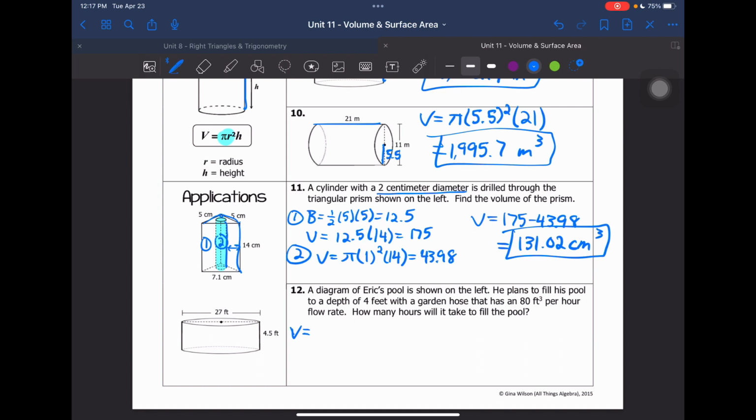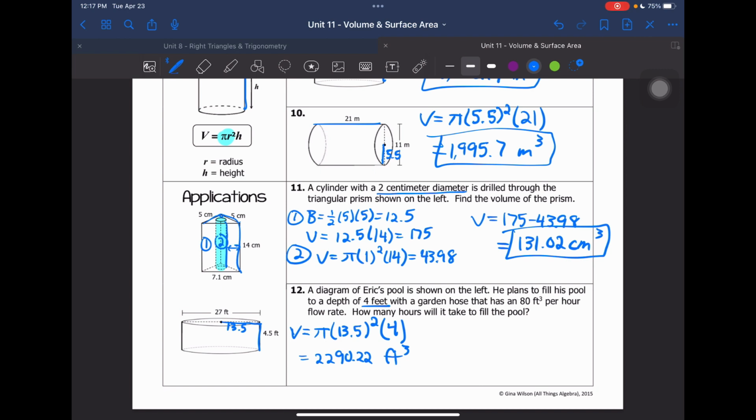It's going to be pi r squared at first. So pi, I don't know the radius, but I can find it because they tell me that the diameter is 27. So half of 27 is just 13.5. So that's going to be the radius squared. And then times the height, which is 4, because we're only filling it to a depth of 4 feet. We don't want to use the 4.5 in this case. We just want 4 because we're not filling it all the way to the top. So when you find that volume, that gives you 2290.22 feet cubed.